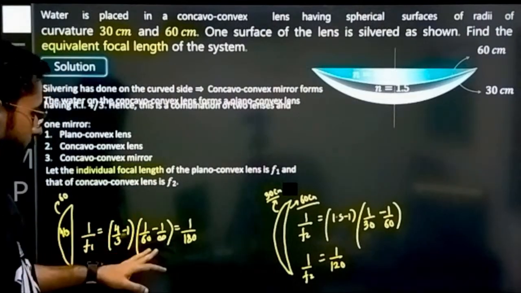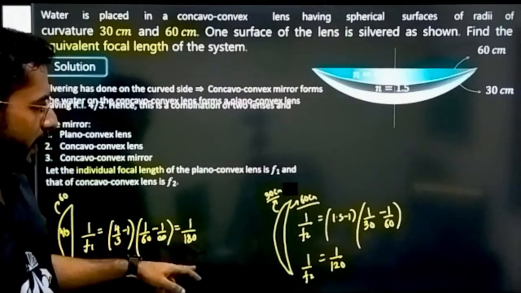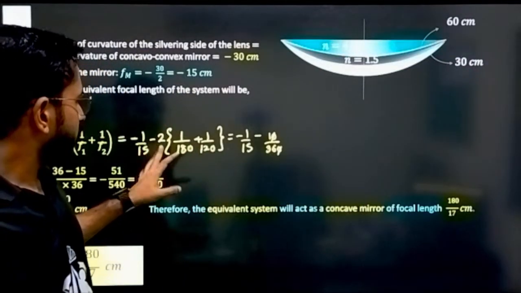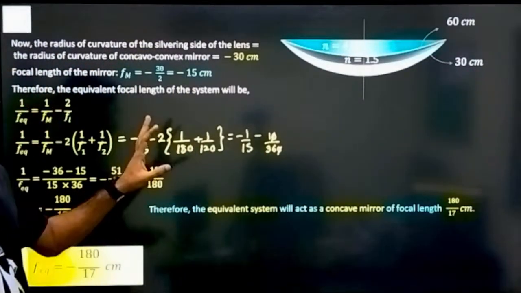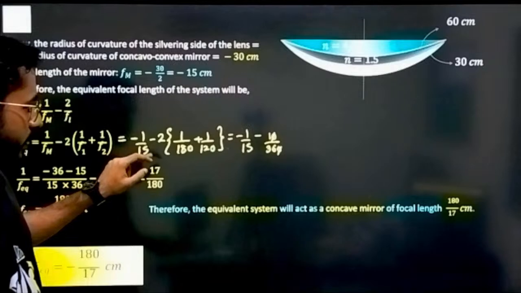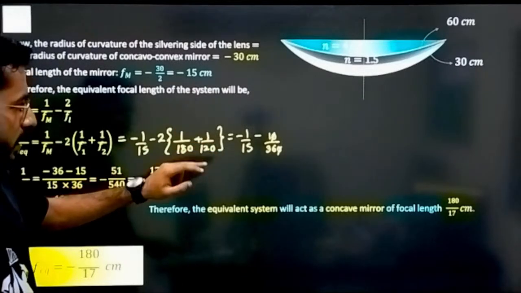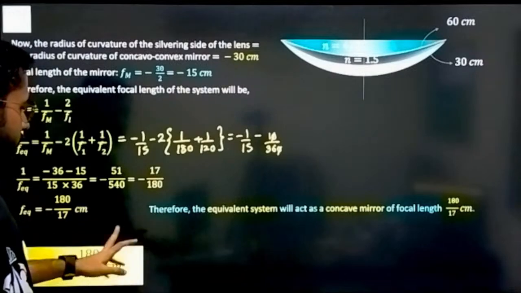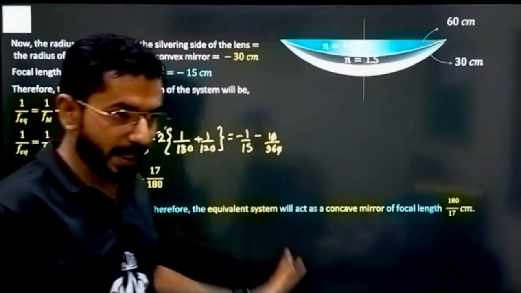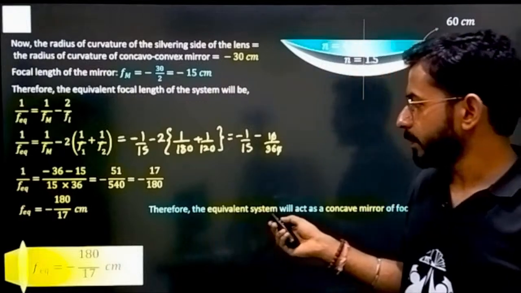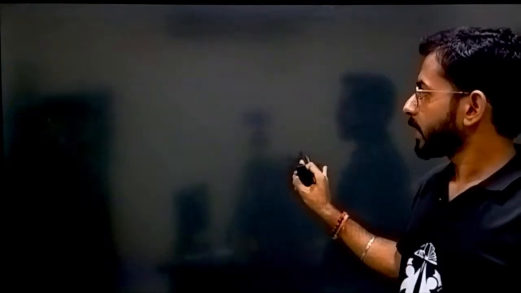See, here also it is the same thing. You will have 180 from here. Here you will have 120. After that, just put the value minus 1 by 15, because it is a concave mirror. Here we will put the values minus 2 times 1 by f1 plus 1 by f2. Exactly, that is what I have told you. Finally, after solving, you will have the answer as minus 180 by 70. Minus 180 by 70. Clear? So this was all about your optics portion.